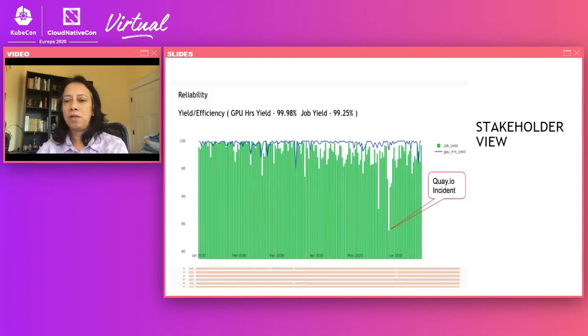And finally, we have the yield view. It shows yield by jobs, the green bars, or GPU hours, the blue line. You can see the dips in both when we have issues in our cluster. For example, when Koi IO was down, users could not download their job containers. This in turn caused our yield to drop.